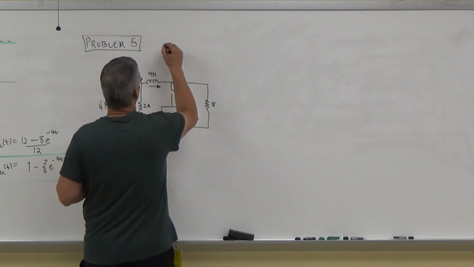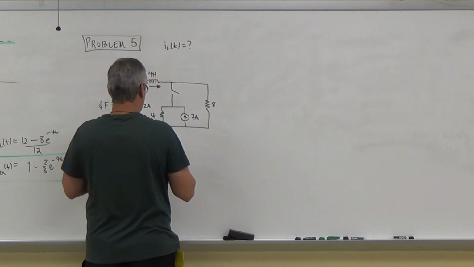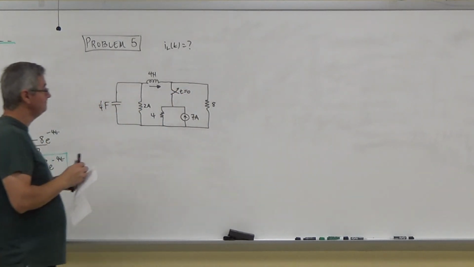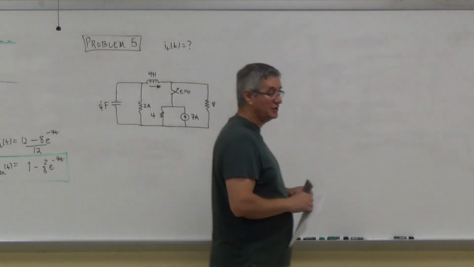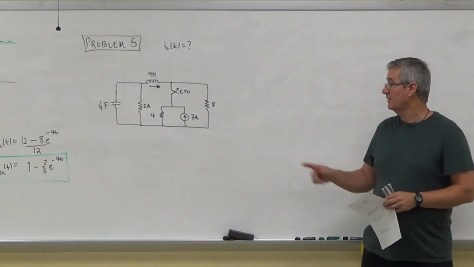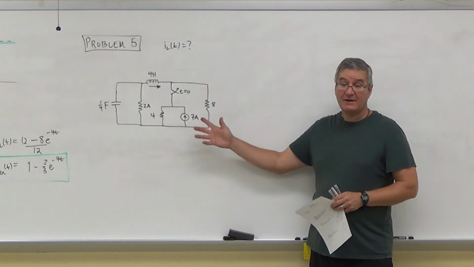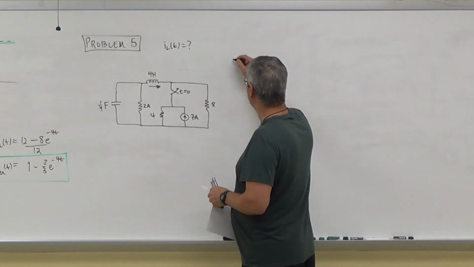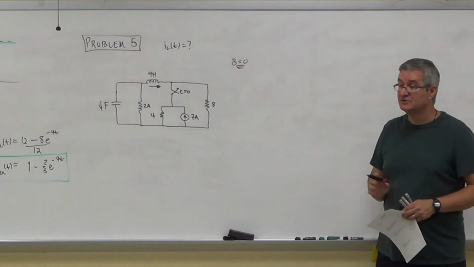Okay, so we're trying to solve i alpha of t. And what you're seeing here is that the switch is opening at t equals 0. So when you look at the circuit, note that there's no source at t equals 0. So that means there's no constant source. So immediately I could say here that B has to be equal to 0. The forced response is 0 right away.